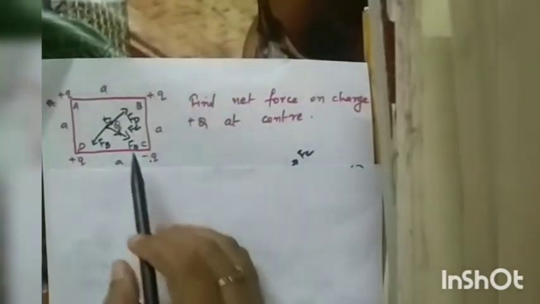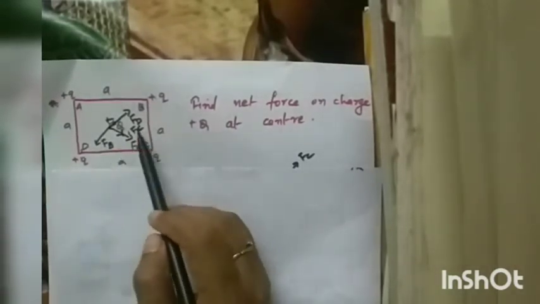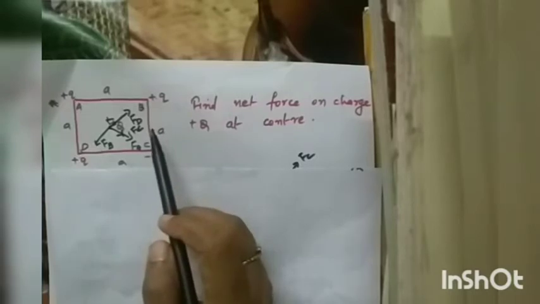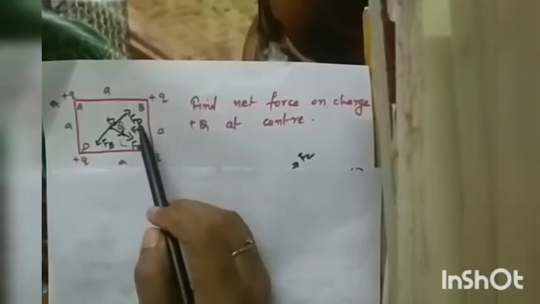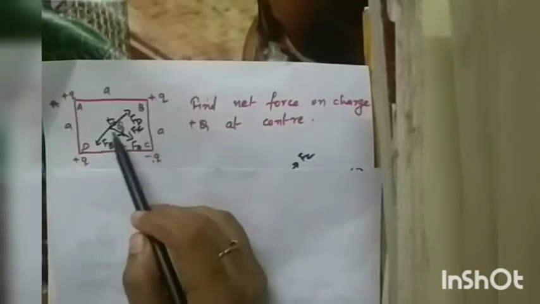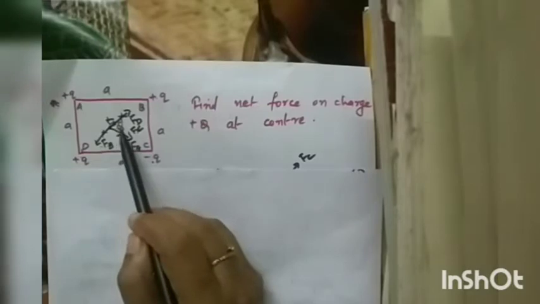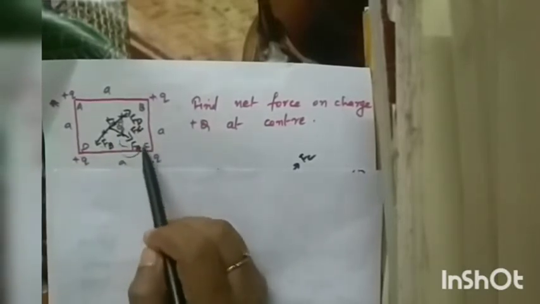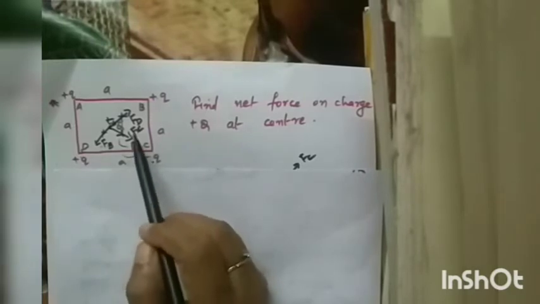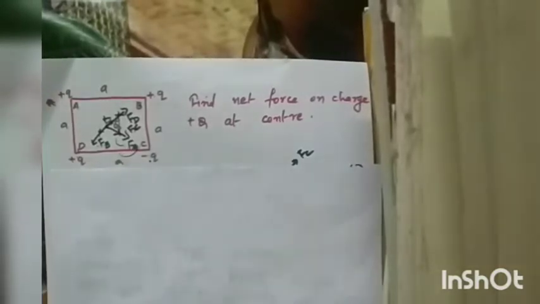So here you can see there are four forces, Fa, Fb, Fc, Fd. Here Fa and Fc act along the same direction. Fb and Fd are equal and opposite, so both of the forces will cancel. Only two forces are left, that is Fa and Fc. And how will you find out the net force? Since both the forces act along the same direction, the net force is obtained by adding Fa and Fc.